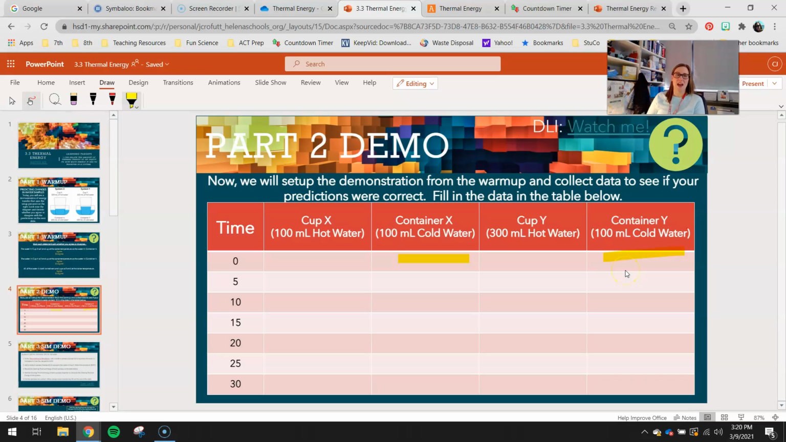Okay, now Miss Patton, I'm gonna have you measure out 100 milliliters of hot water and pour that into cup X, and then do 300 milliliters of hot water and pour that into cup Y. And then take the temperature of both of those 2 samples and again record it on the side board. So go ahead and pause now to do that.